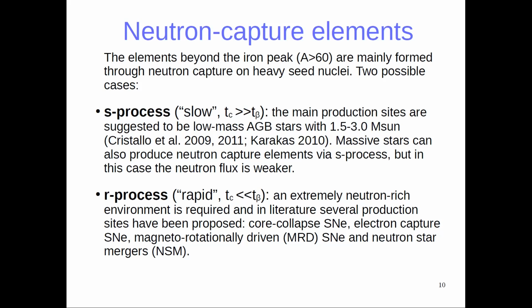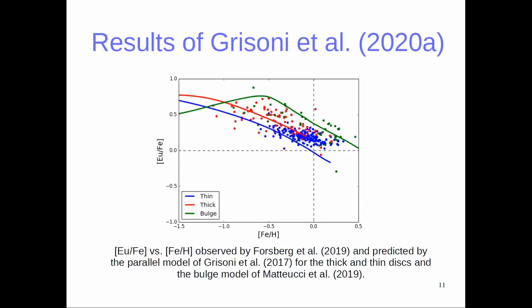In the literature, several production sites have been proposed, such as core-collapse supernovae, electron capture supernovae, magneto-rotationally driven supernovae, and finally neutron star mergers. And here I show the result for europium.